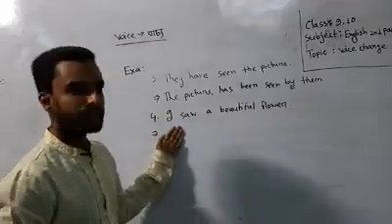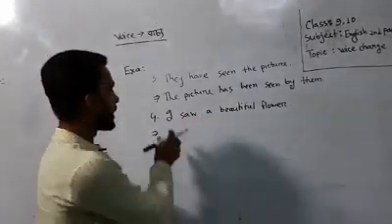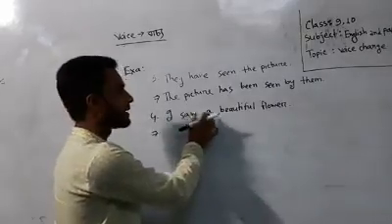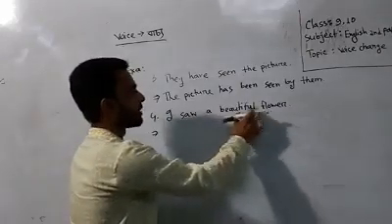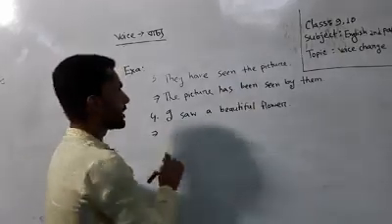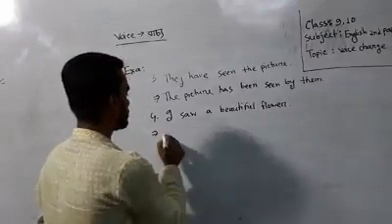Look at this sentence. I saw a beautiful flower. Here, I is the subject, saw is the principal verb, and a beautiful flower is the object. So, when you change the voice, at first you have to add a beautiful flower.